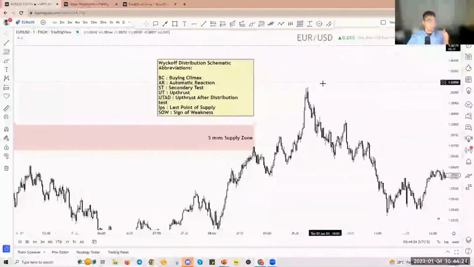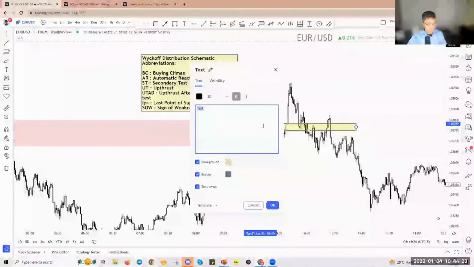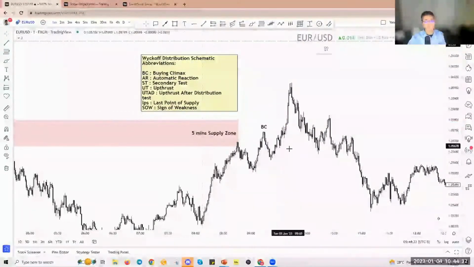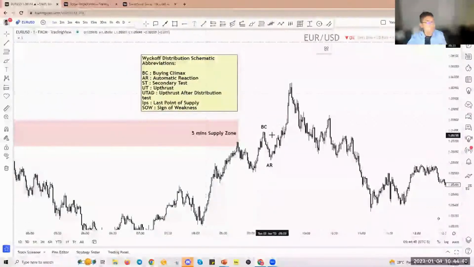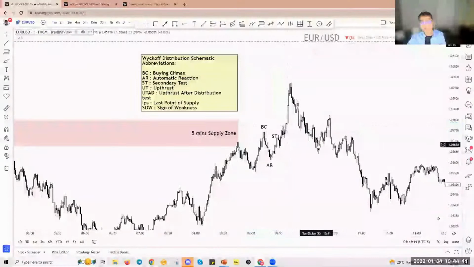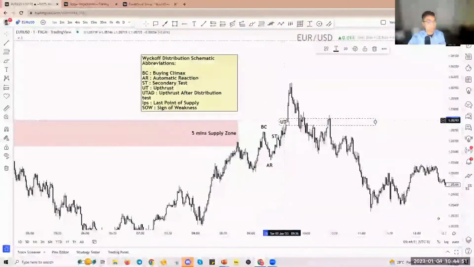So with the buying climax, how do we draw it out? So BC, AR. Next, we have a ST. ST is in the middle, so you can also ignore ST. I normally do not draw ST at all. I ignore the ST because ST is somewhere in between, it's irrelevant. But UT, I'll draw. UT, I'll draw. I'm just saving you guys time.